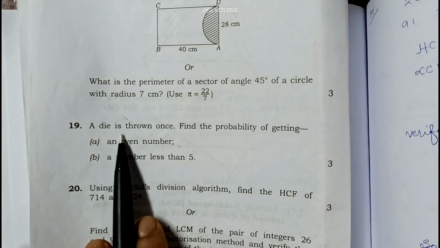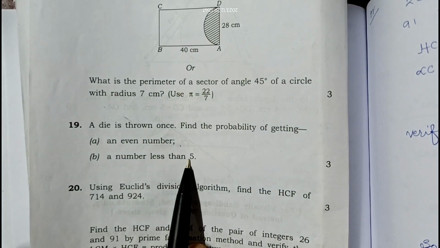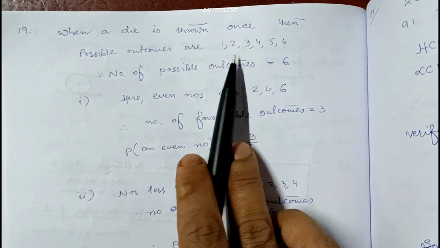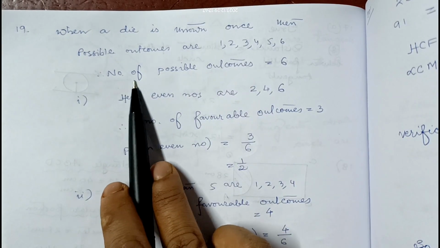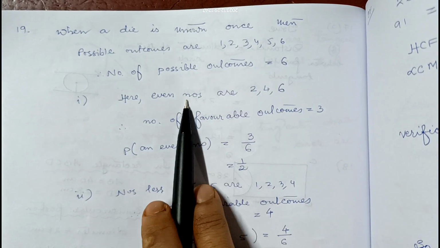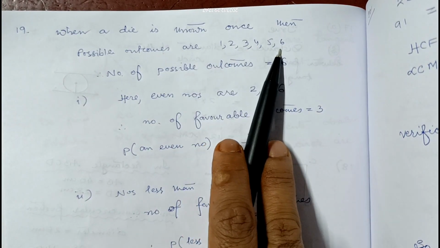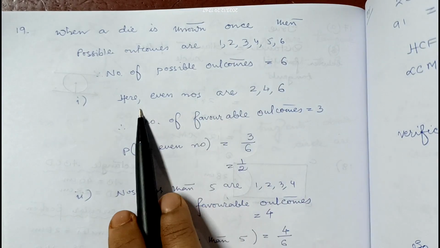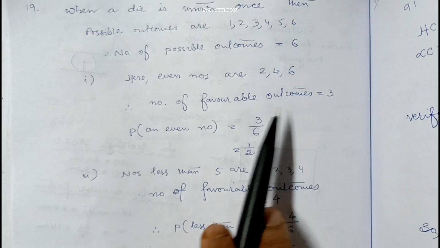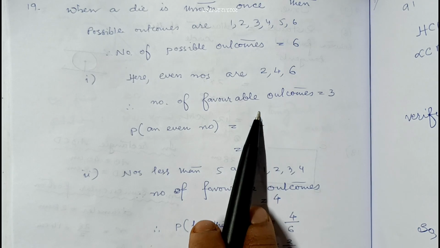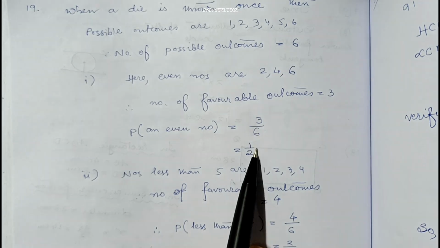Number 19, it is given a die is thrown once. Find the probability of getting an even number, and a number less than 5. So when a die is thrown once, the possible outcomes are 1, 2, 3, 4, 5, 6. So there are 6 possibilities, so the number of possible outcomes is 6. Now the first part is the even number. Even numbers in this sample space are 2, 4 and 6, because these 3 numbers are divisible by 2. Therefore the number of favorable outcomes equals 3. Therefore the probability of an even number is the number of favorable outcomes by the total number of possible outcomes, that is 3 by 6. If I cancel by 3, it will be 1 by 2.